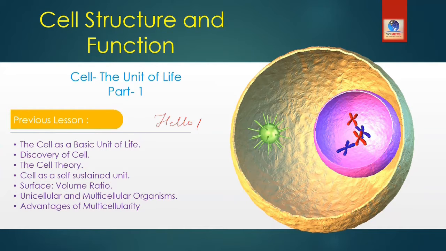Well, in our last class, we were discussing the definition of cell and how cell was discovered. We have discussed cell theory in detail. Then why is cell known as a self-sustained unit? We have seen how surface and volume of a cell is related to its efficiency. Then we discussed unicellular and multicellular organisms and the advantages of multicellularity.